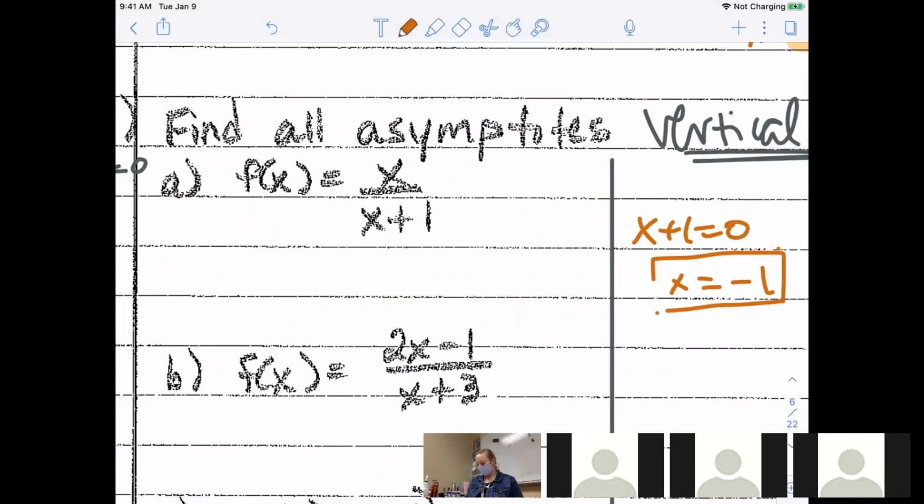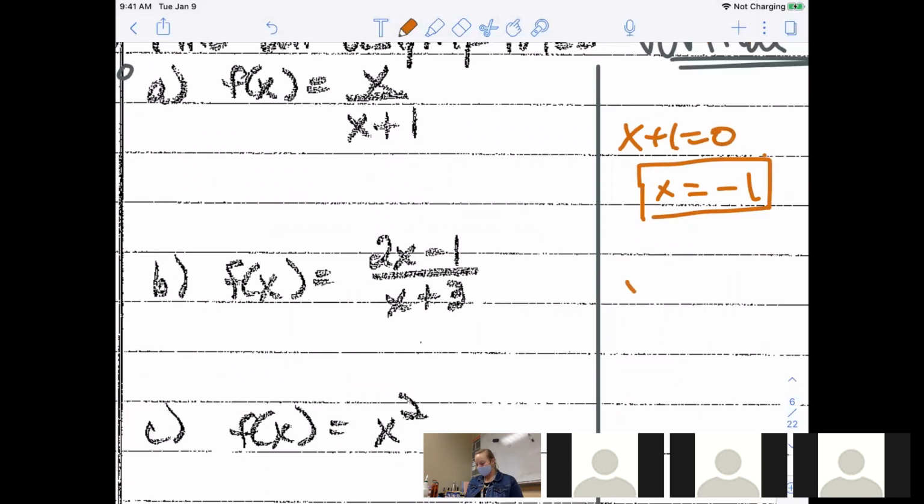Let's look at letter B. My denominator there is x plus 3. So I set that equal to 0. Minus 3 from both sides. Your vertical asymptote is x equals -3. We doing okay?